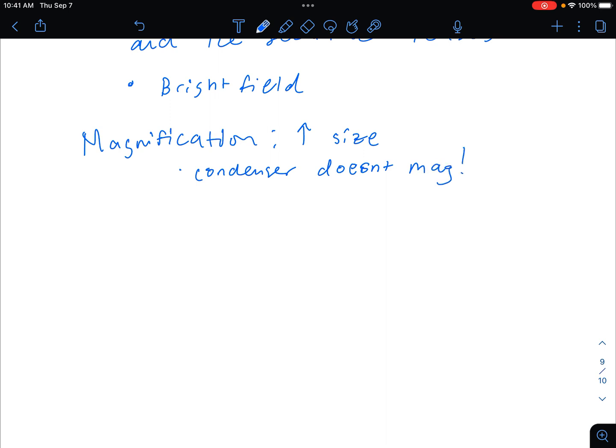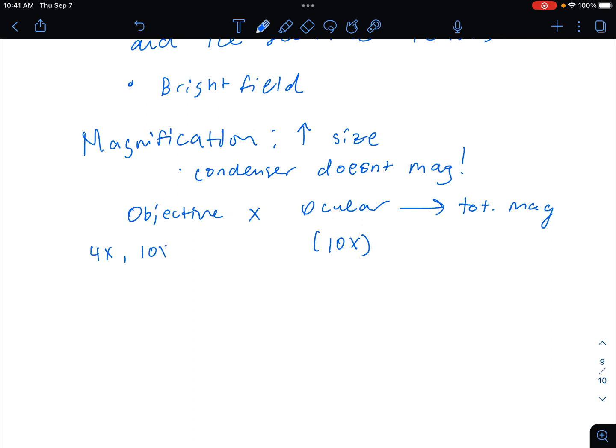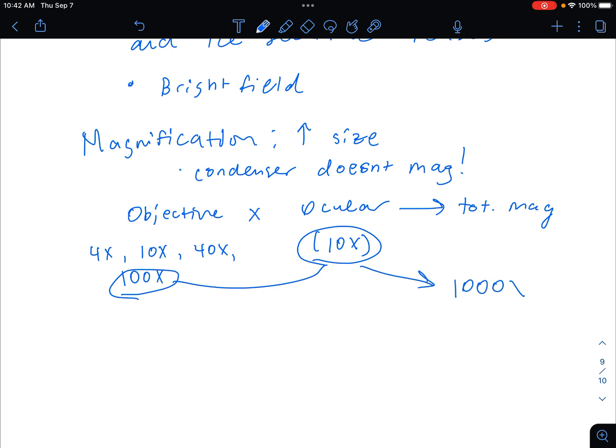So it doesn't mag. We have two types again, objective and ocular. And when we multiply these together, this creates the total magnification. For our purposes, the ocular lenses are always 10x, while the objectives could be 4x, 10x, or 40x, all the way up to 100x, depending on the model. So this means the total magnification for a light microscope would be this 100x times 10 to get to our 1,000 times actual size.